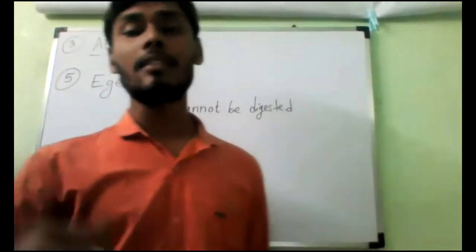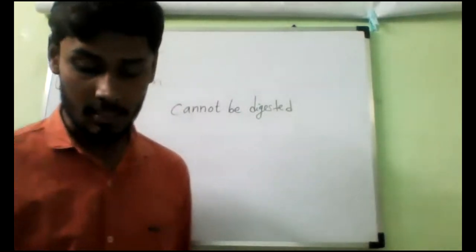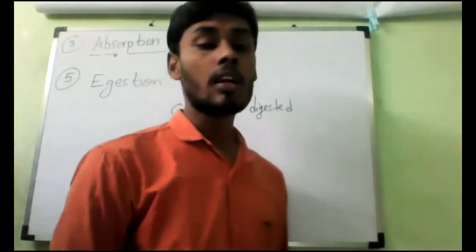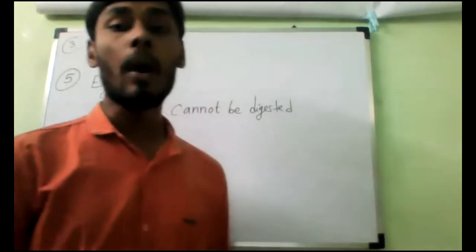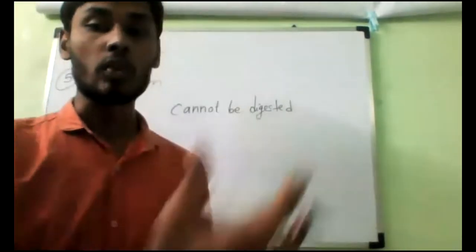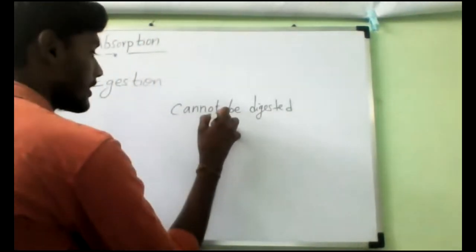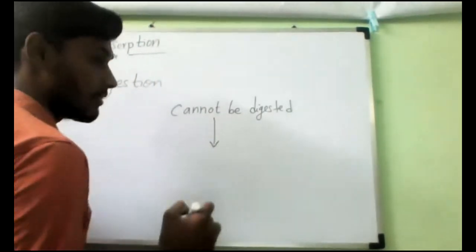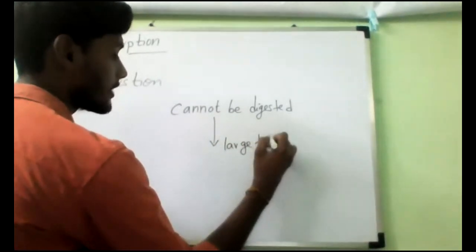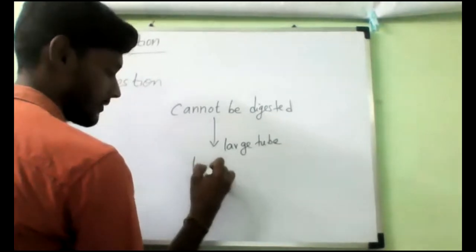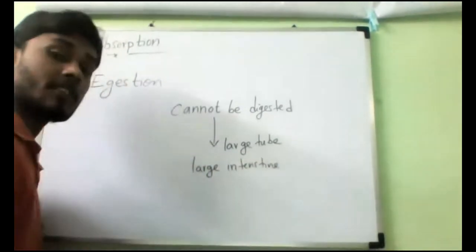So this undigested food cannot be absorbed in the small intestine. Yes or no? So this undigested food passes from the small intestine to a wider tube called what? What is that wider tube? It is not absorbed by the small intestine, it will enter a large tube. A large tube called what? Large intestine. So from here, our excretion process will begin.